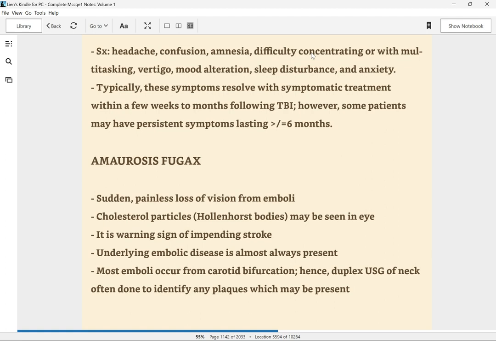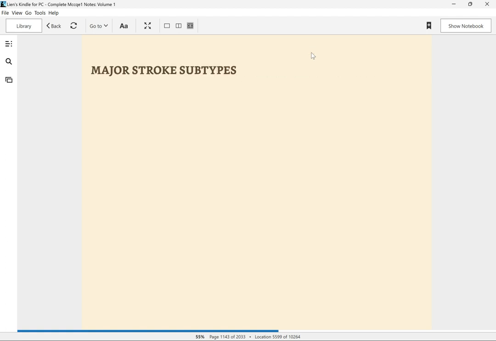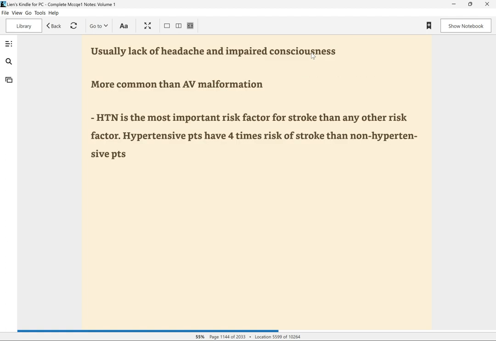Amaurosis fugax: sudden, painless loss of vision from emboli. Cholesterol particles, Hollenhorst bodies, may be seen in the eye. It is a warning sign of impending stroke. Underlying embolic disease is almost always present. Most emboli occur from the carotid bifurcation, hence duplex USG of the neck is often done to identify any plaques which may be present. Major stroke subtypes. Usually lack of headache, and impaired consciousness is more common than with AV malformation.